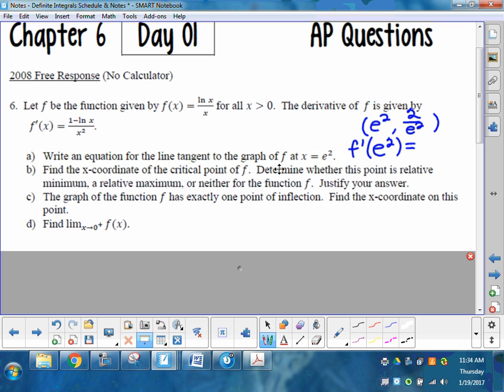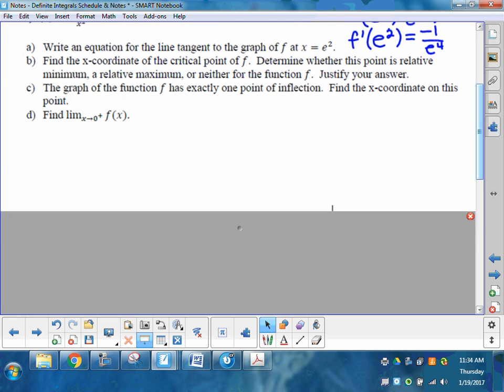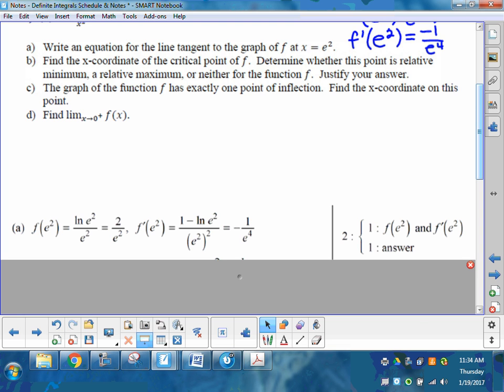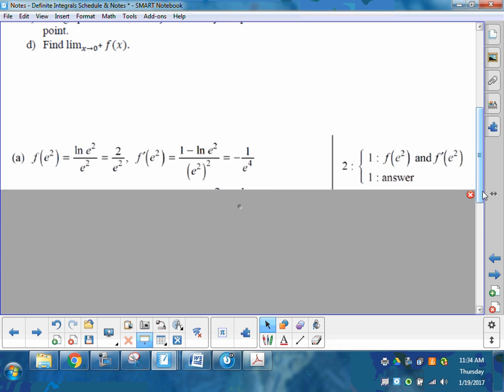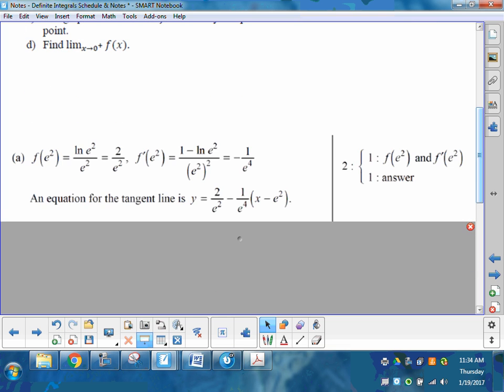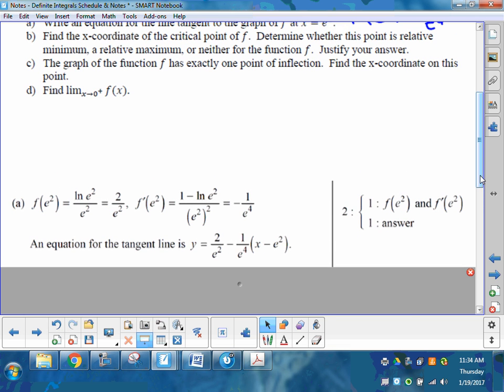Plug e squared into the derivative. So what's the natural log of e squared going to give you? Natural log of e squared gives you 2. So it's 1 minus 2. Negative 1 over what? Negative 1 over e to the 4th. Now all you have to do is give that in y minus y1 form. So here's the point breakdown. That's what one possible equation of the tangent line is.